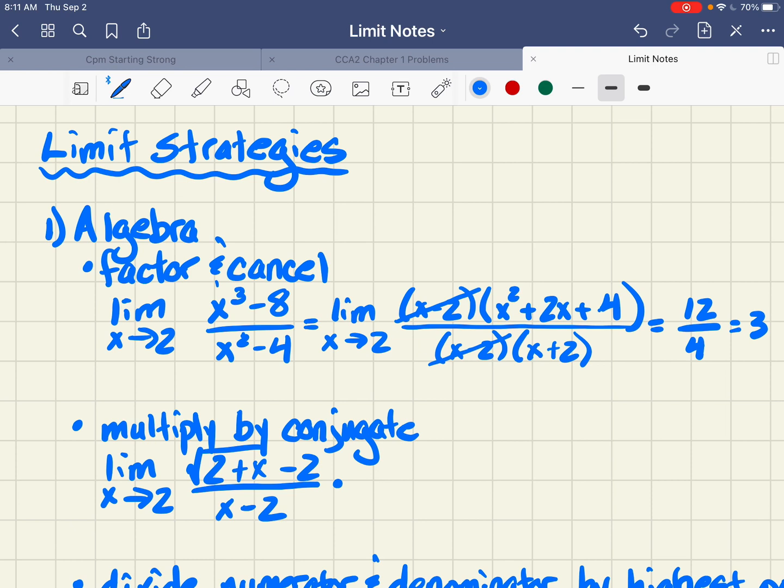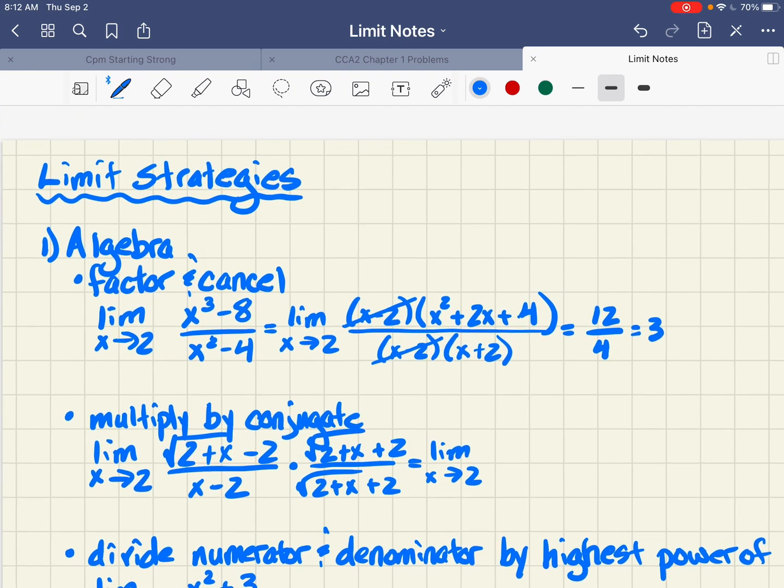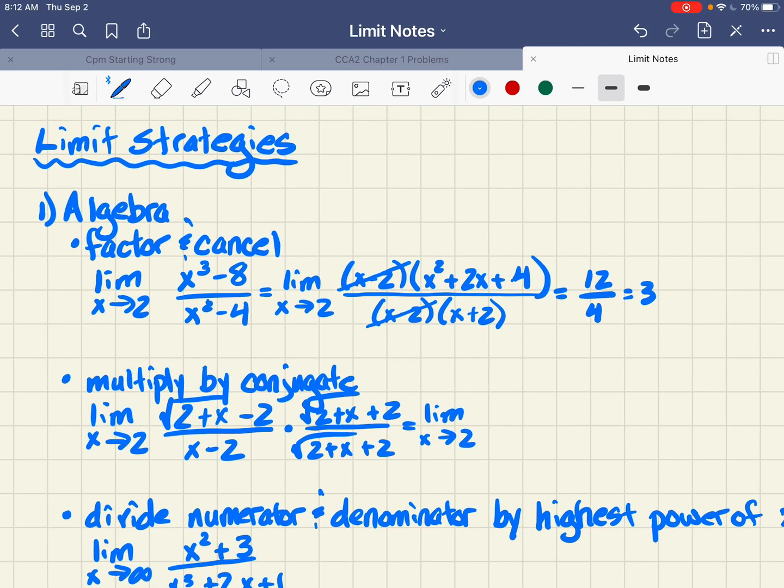So what I'm going to do is multiply by the conjugate of the part with the square root. So that would be 2 plus the square root of x plus 2. The conjugate is just, I take that symbol in between and flip it. I have to multiply both the numerator and denominator by that conjugate. And so I get, please notice I'm writing the limit every time. That is absolutely required.